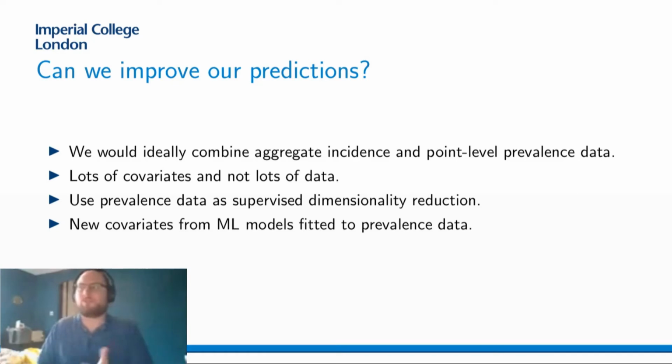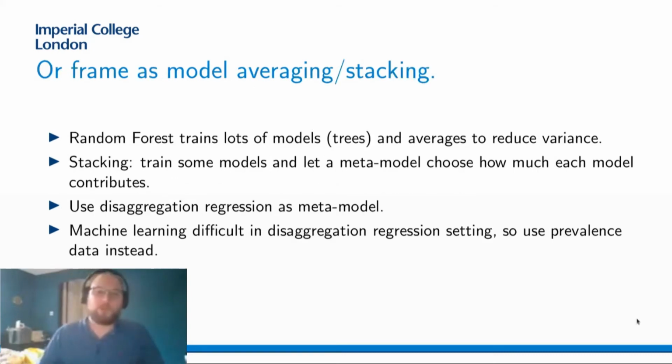And if they predict prevalence, they're probably going to predict incidence as well. In practice, that means we're fitting machine learning models to prevalence data, making predictions across the whole country and using those predictions as a new covariate. But another way you can frame this, instead of thinking about it in terms of dimensionality reduction, is as model averaging or model stacking.